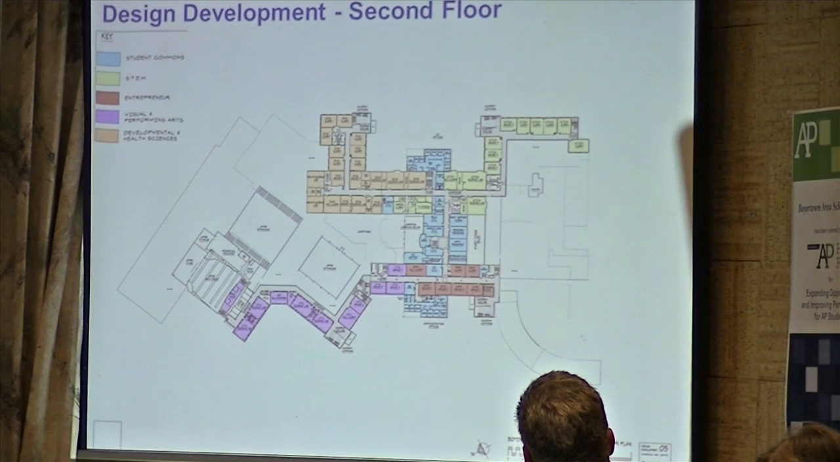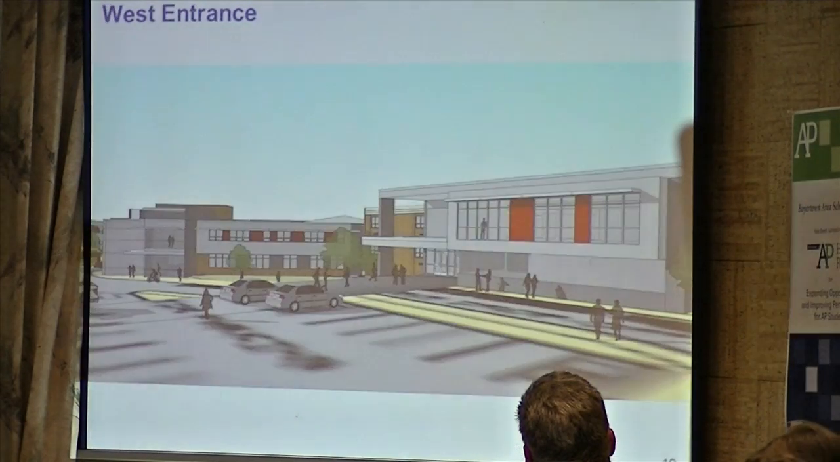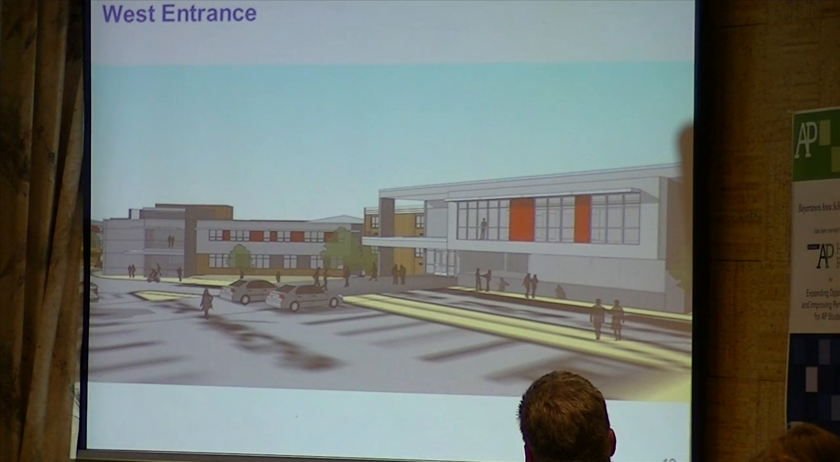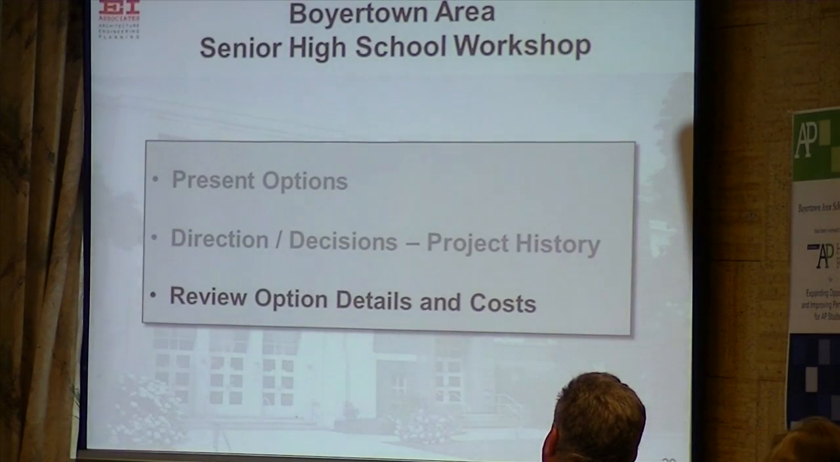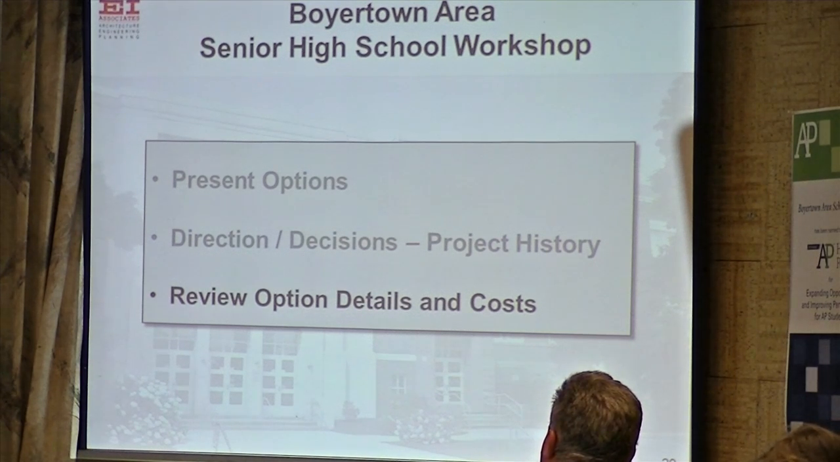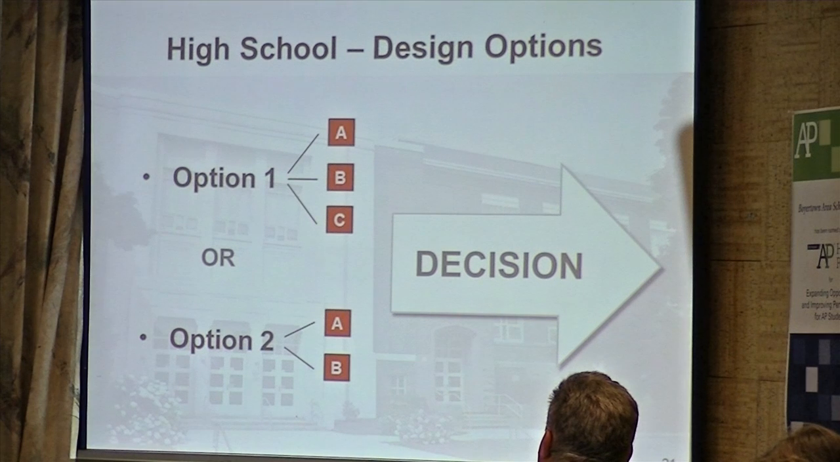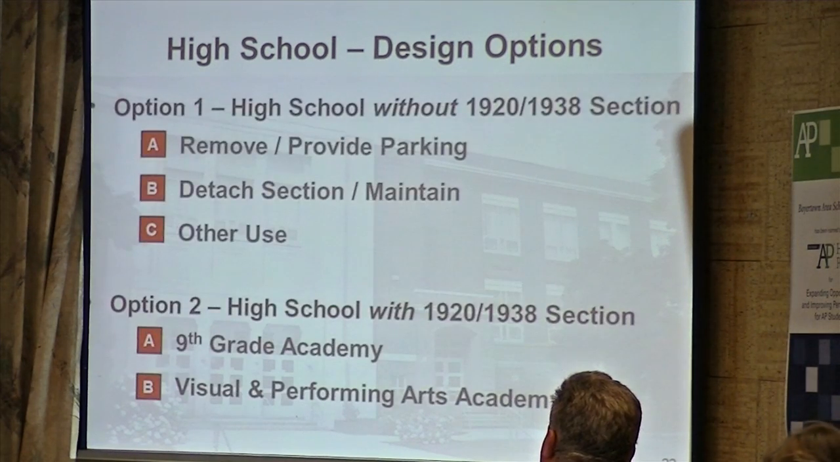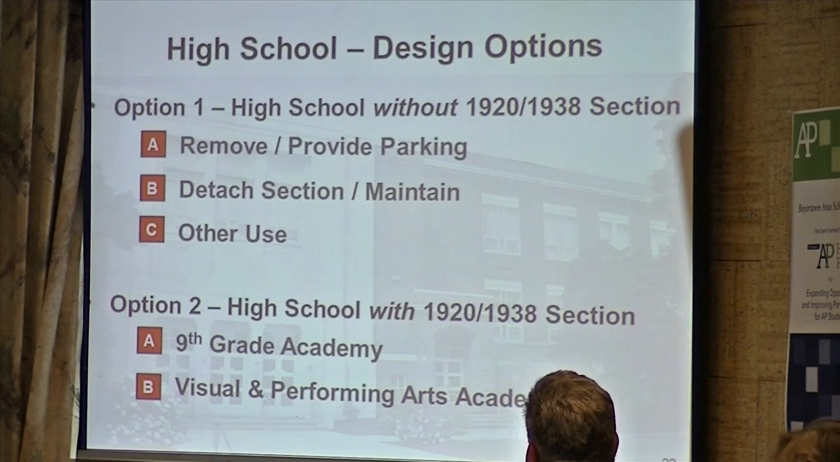And then this is the second floor of the academies. And I know I've talked about these before, and that's not the purpose of this meeting, so I'm not going to go over these in detail. But this was then the west entrance to the building, just a rendering of where we're at. And the next thing I want to talk about is the options, the details, and the costs of the different scenarios. So that was option one, and the design scenarios, once again, that we talked about.